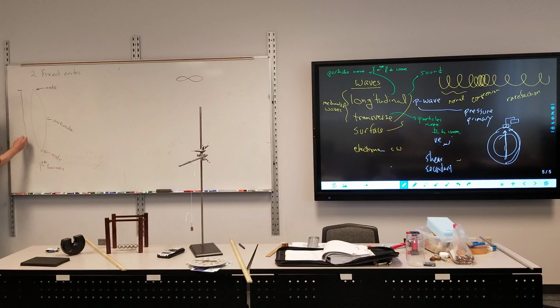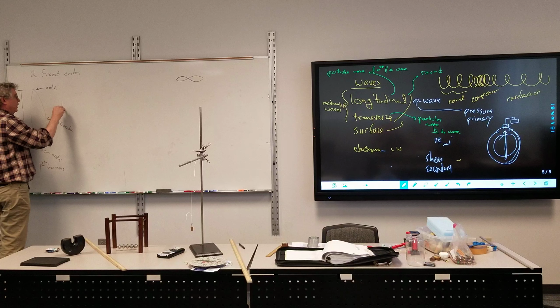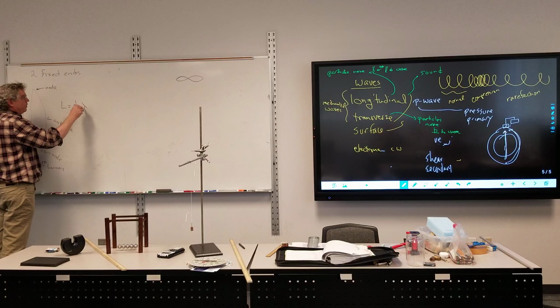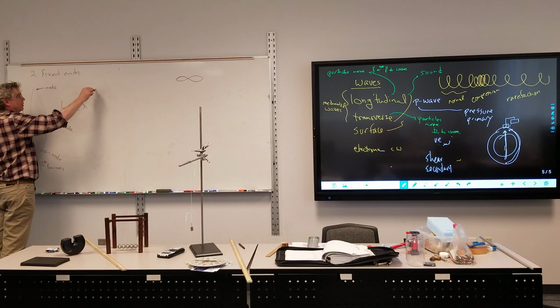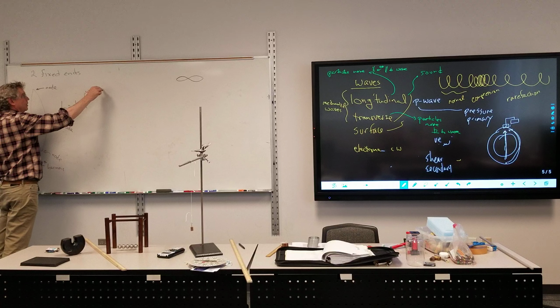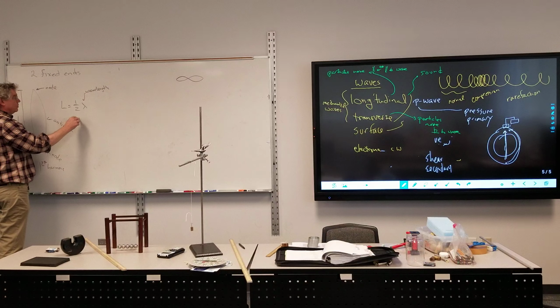So if that distance there is L, L would be equal to half of a wave. And this is the symbol for wavelength. So L is half the wavelength, or the wavelength is twice L.